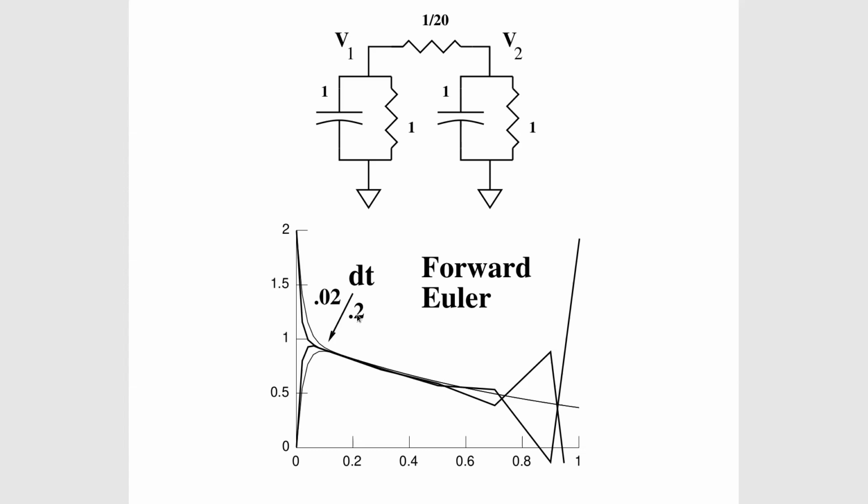Okay, 1/40th is 0.025. So we're taking time steps that are about 8 times larger, and that's why we get this blowing up. That's what happens with the explicit or forward Euler when your time step is larger than the system time constant, than the smallest system time constant.